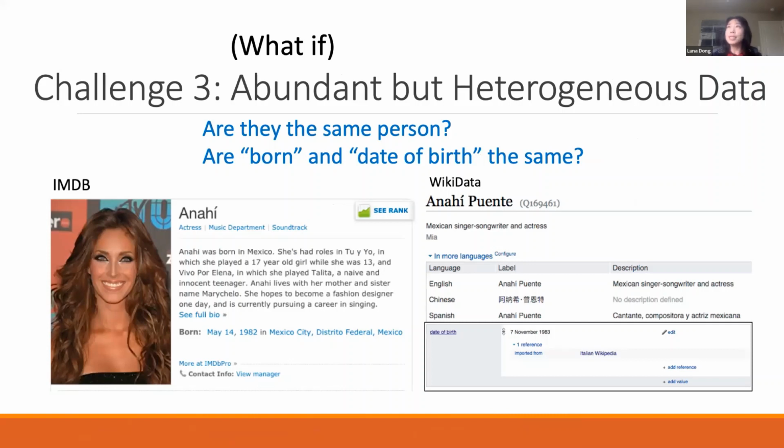Okay, for some other domains, it's not so bad. We do have abundant structured data. For example, publishers of books, movies, and music are well trained to provide a lot of structured information. The challenge here is that different publishers will use different formats, different schemas, and they might refer to the same person in a different way. So the data are heterogeneous. Here, for example, for these 2 pages from IMDb and Wikidata, how can we decide whether that's the same actress? And how can we decide that born here and the date of birth here are actually the same?